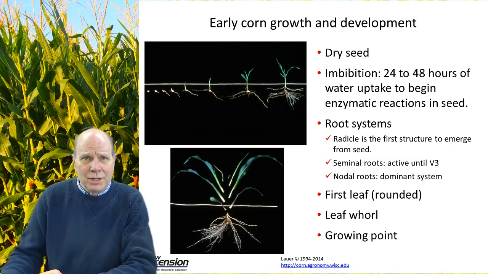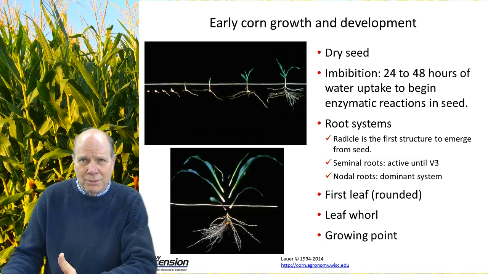Now the seminal roots and the radicle are going to be the ones that take up all the starter fertilizer. The nodal roots become the dominant root system of the plant, and they'll grow 3 feet to the side and 5 to 7 feet down into the ground. These radicle and seminal roots only last about 3 weeks or so, and then they die back, and the nodal roots become the dominant root system.